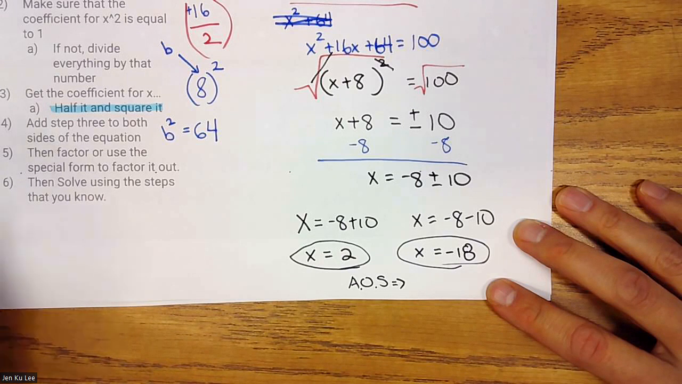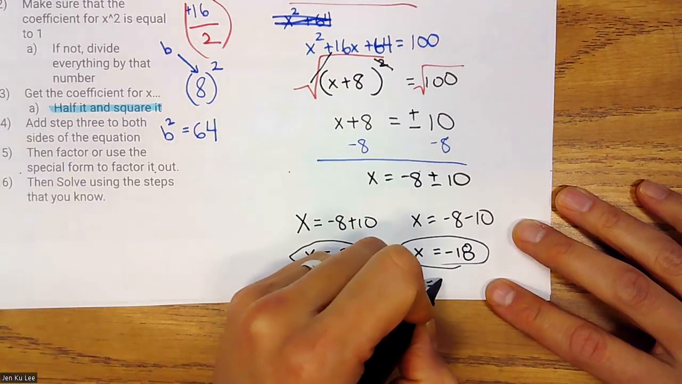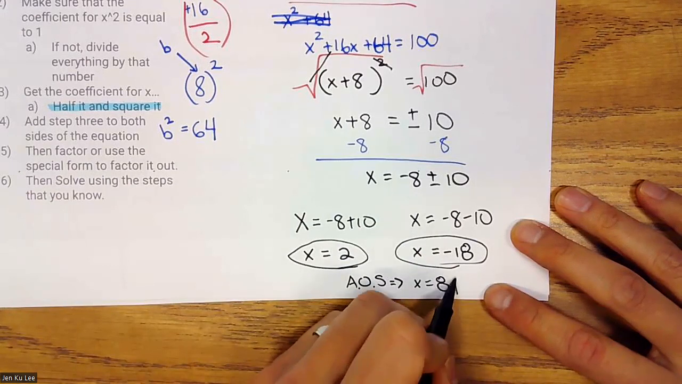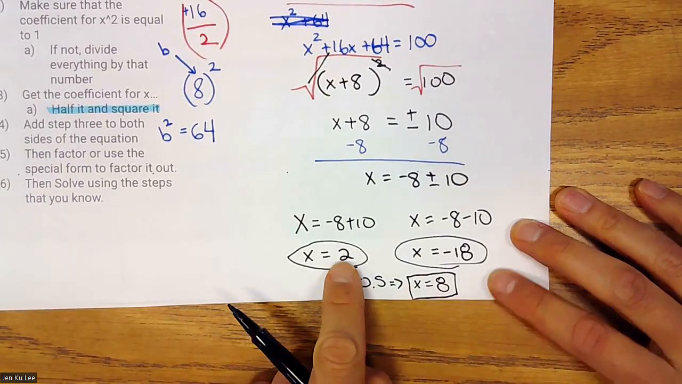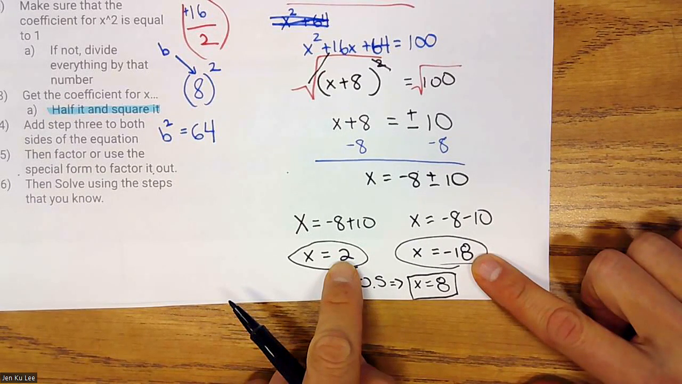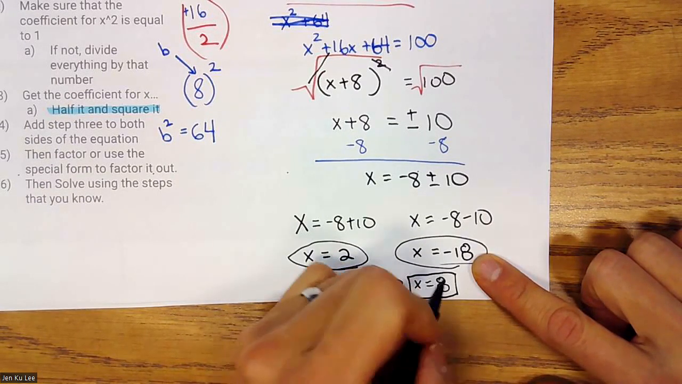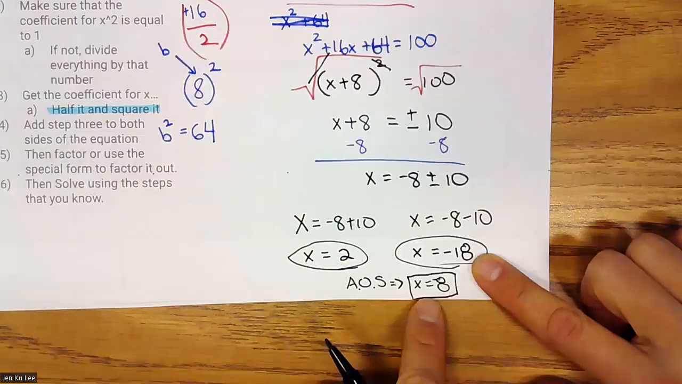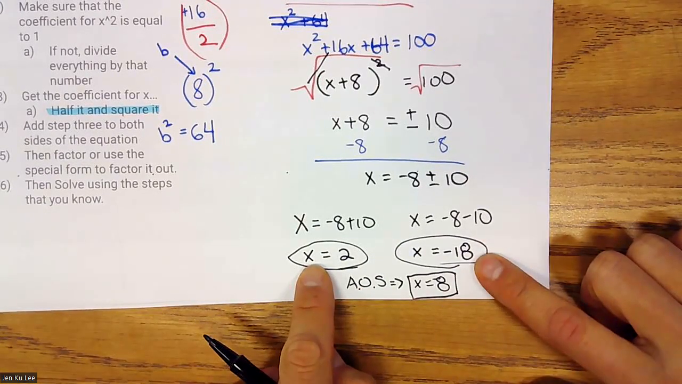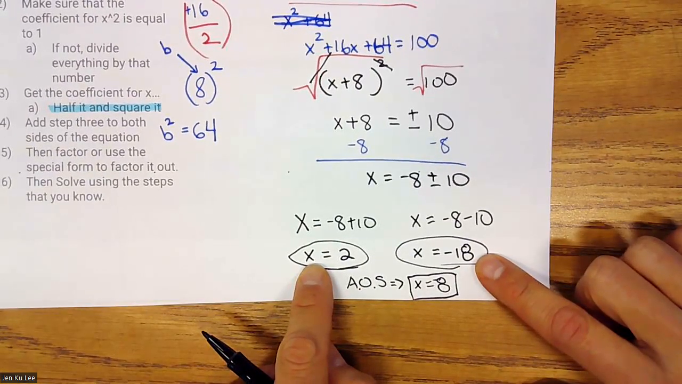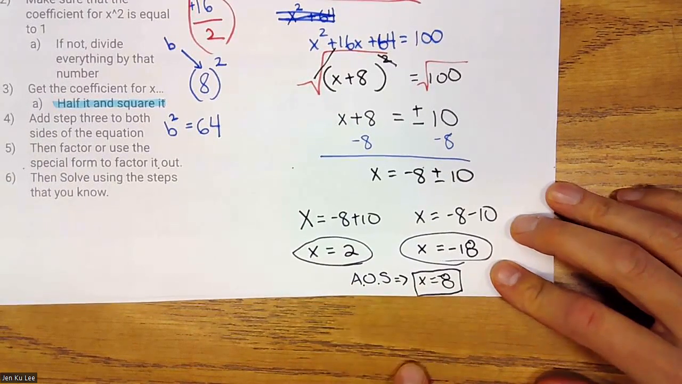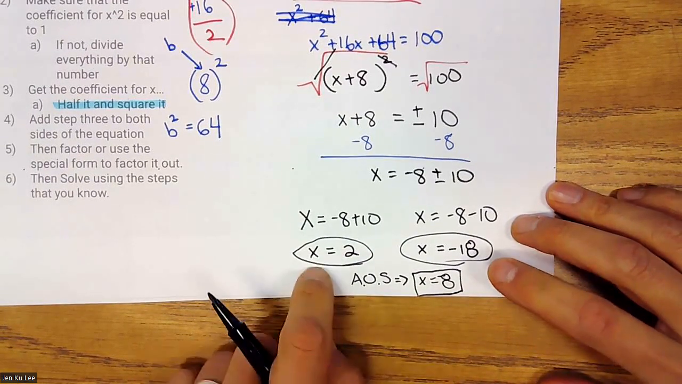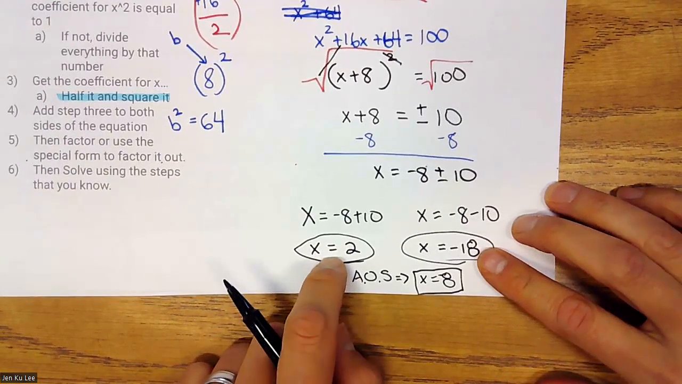Eight. It'll be at x equals 8. Yeah, because this 8 represents the midpoint between 2 and negative 18. Negative 8 would be the midpoint of 2 and negative 18. Yeah? Okay? So the axis of symmetry and my vertex always lies in the middle of my two x-intercepts. Okay?